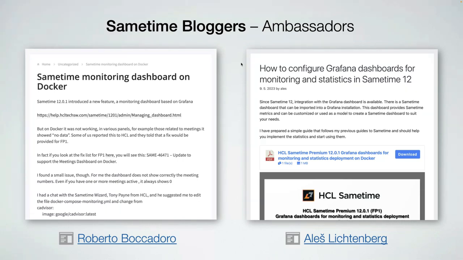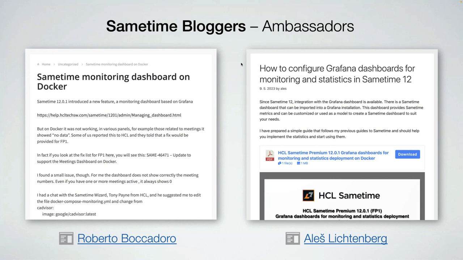Also, there are two bloggers, to my knowledge, that regularly blog about Sametime. They are active. They are HCL ambassadors, Roberto Boccadoro from Italy and Aleš Lichtenberg from Czechia. Those are links to their blogs. If you follow them on Twitter or check their website from time to time, you will definitely get useful information about Sametime and, for example, the issues they had to fix, information about upgrade when a new version is released, how to perform upgrade, how to set up some features, and so on. So I suggest those two bloggers to follow.